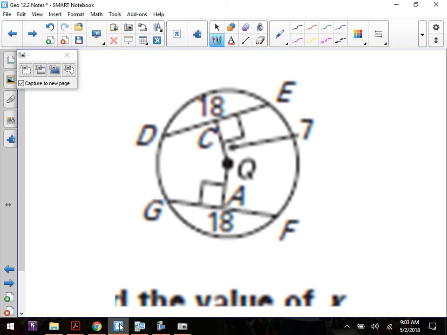By rule, if chords are congruent, they're equidistant from the center. What's the measure of segment DC? It would be 9. What would your radius be then? You have to find your radius.